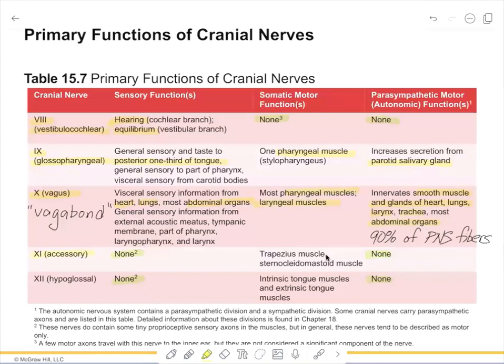The accessory nerve is cranial nerve 11. It has no sensory function, but its motor function is the trapezius muscle and the sternocleidomastoid muscle. And finally, cranial nerve 12 is the hypoglossal muscle, which is essentially tongue muscles.